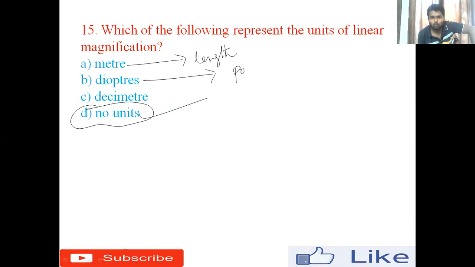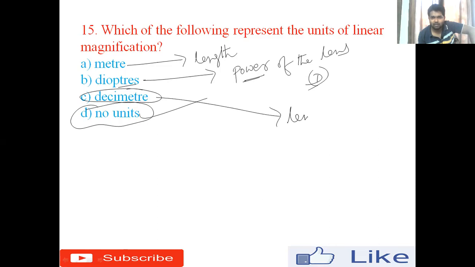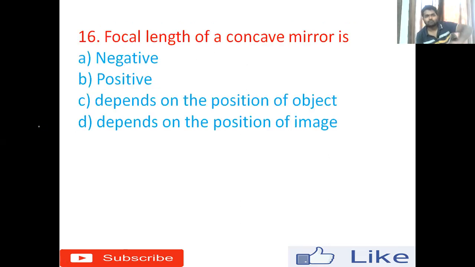Diopter is the unit of power of the lens. Remember, power of the lens. In current electricity also we will study power, that is different, but here power of the lens is taken as diopter, or we can represent it with capital D also. And option C says decimeter. Again, decimeter is the unit of length only. So the right answer for this question is option D.